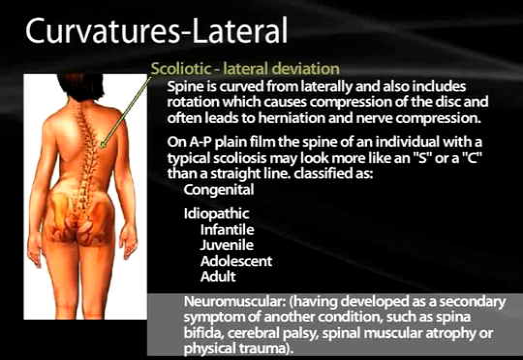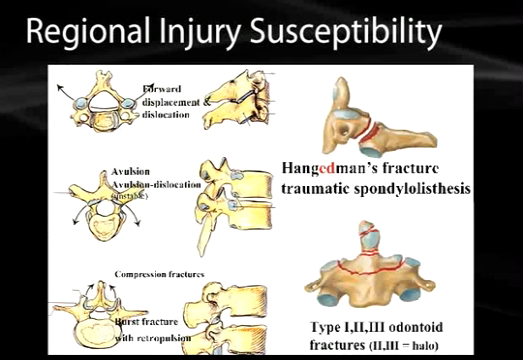For instance, spina bifida, cerebral palsy, spinal muscular atrophy, or physical trauma or paralysis, which allows one side to be loose and the other side to have tone with the unopposed action of those other muscles. They are more common in females than males. However, this does not mean that males don't get curvatures.